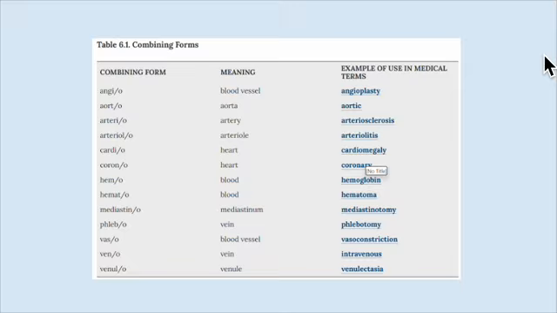So this is a list of combining forms that are associated with the cardiovascular system. These terms were worked into the specific lecture slides that we've gone over so far, and we will see them as we move forward. We'll talk more about the coronary arteries, which are the arteries that supply blood to the heart muscle itself. So corono means heart. Cardio is also a combining form for heart. And we've seen these ones as well.